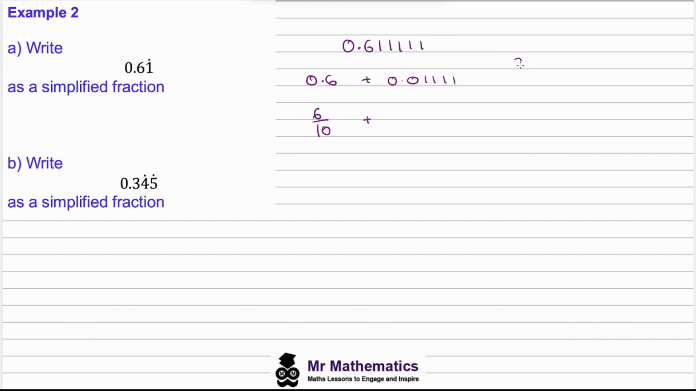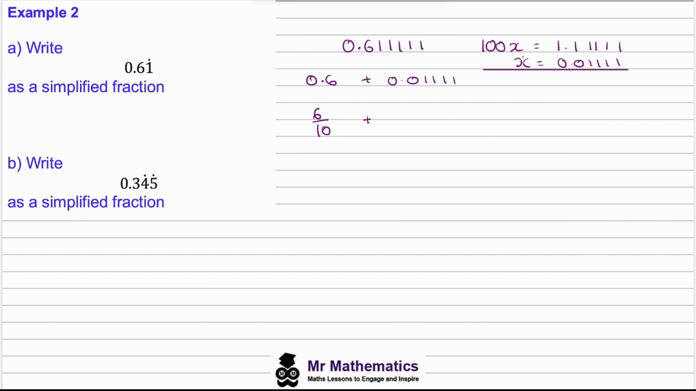So all we need to do is we need to write this as a simplified fraction. So if we say that x is equal to 0.0111 and so on, because it recurs in the hundredths column, we'll multiply it by 100. So we want 100x, and this will be 1.11, and so on. And then we can find the difference between them.